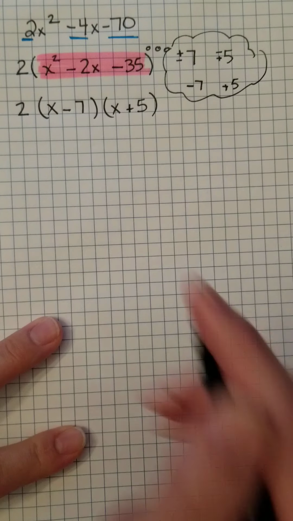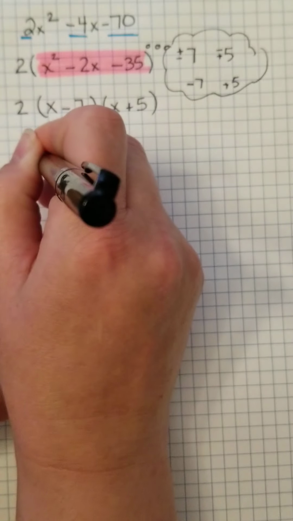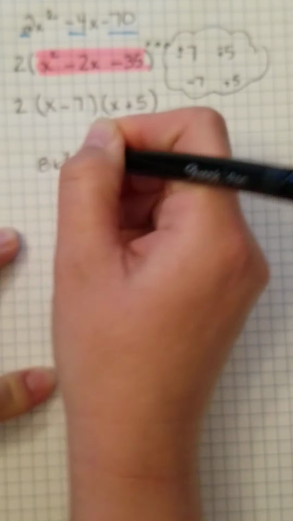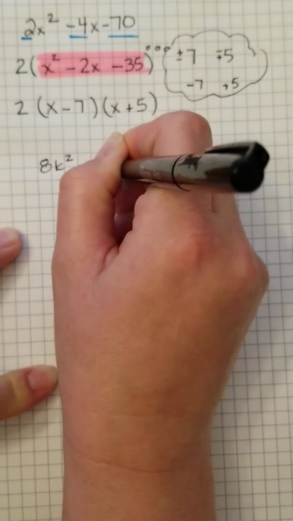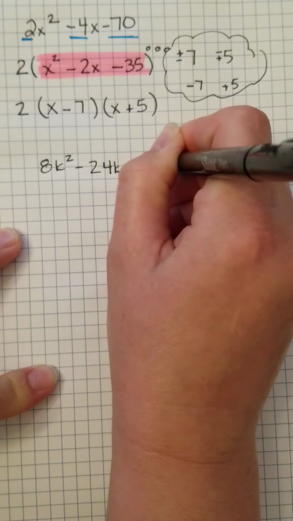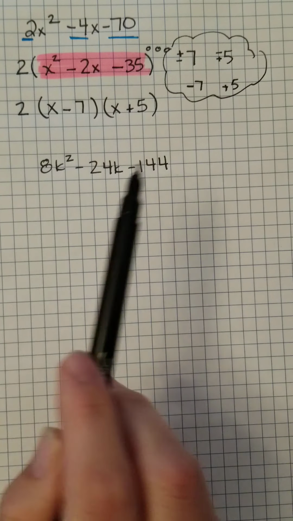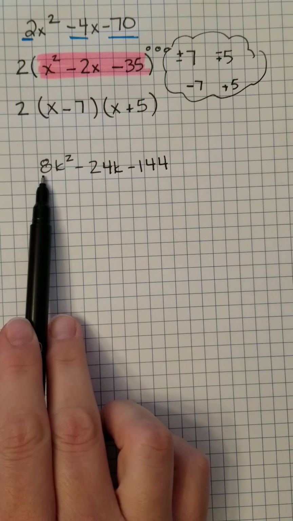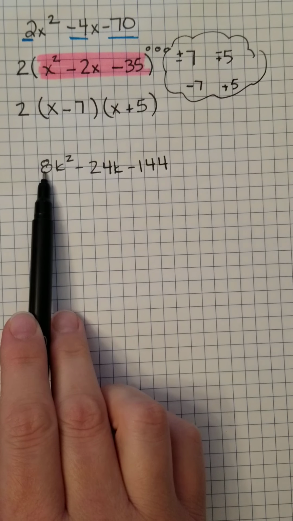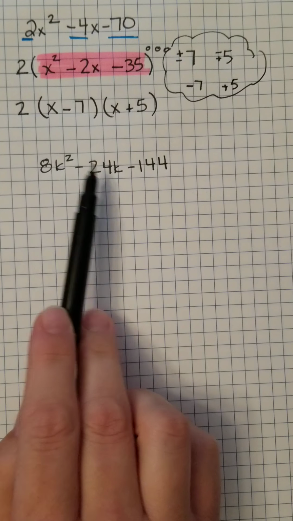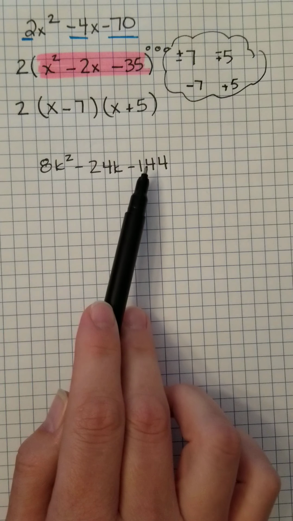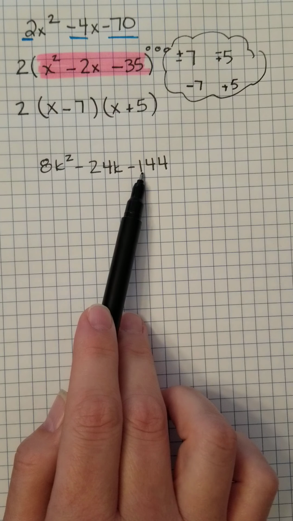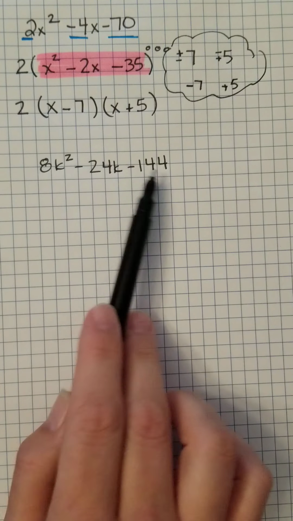And then you can try 6 today. And that's all you have to do today. 8k squared minus 24k minus 144. So 8, we can see pretty obviously that 8 is a factor of 24. Maybe not as obvious 8 going into negative 144, but it does go in evenly.